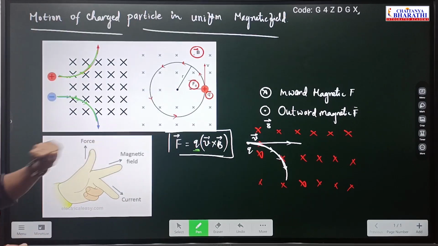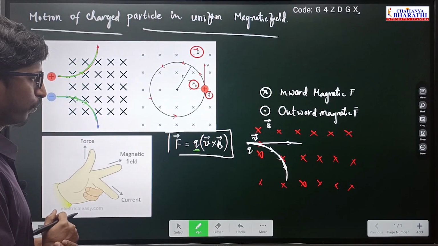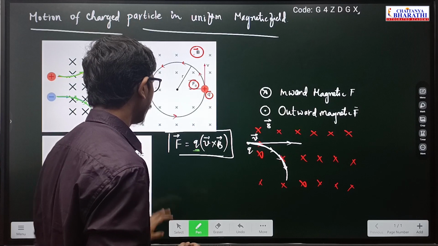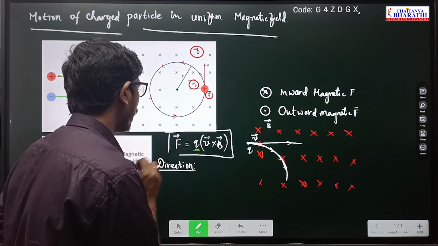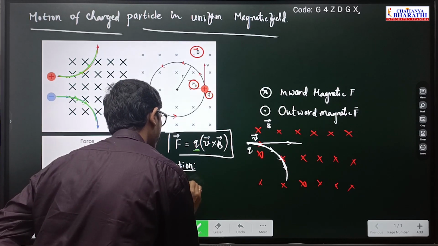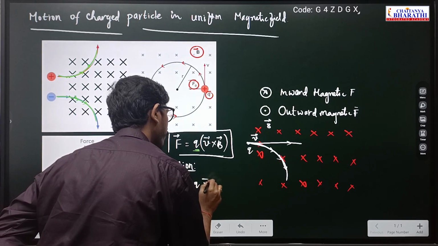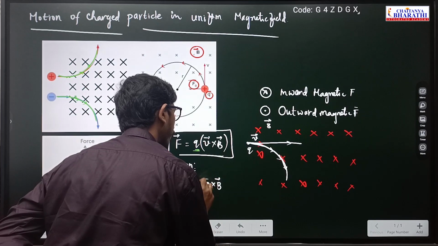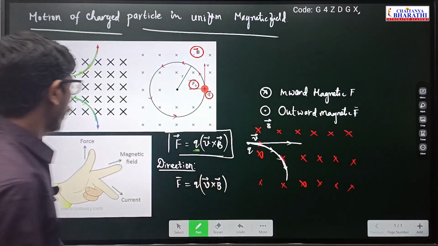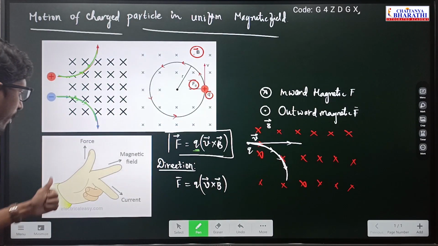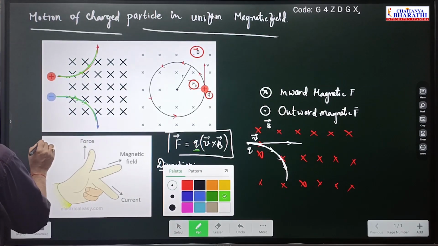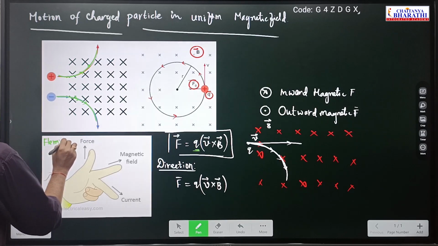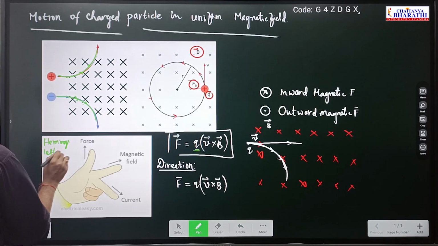On these parameters, the magnetic force on the charged particle depends. Now, in which direction will the particle experience the force? To talk about the direction, the force is F bar equals q into V bar cross B bar. One standard way of finding it is Fleming's left hand rule. What is Fleming's left hand rule?